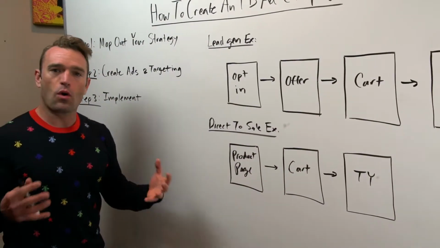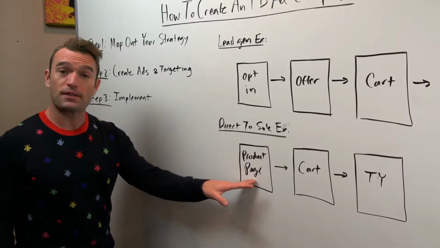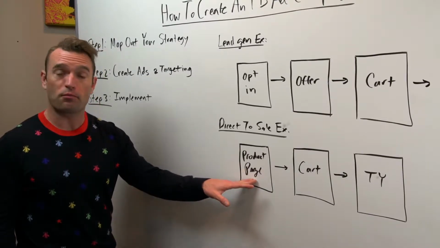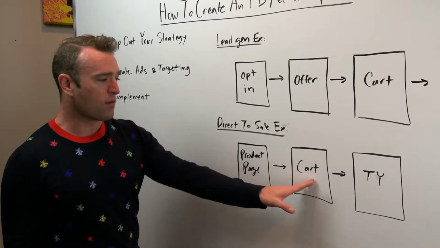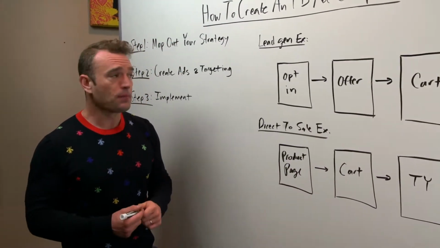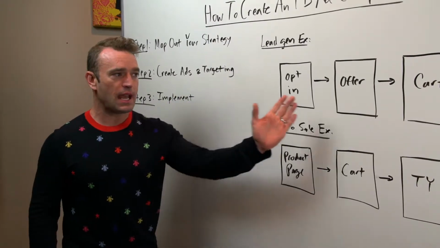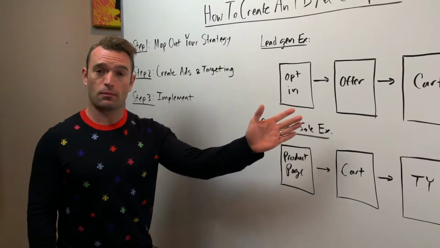Direct to sale is going to be more of your e-com type models. So in this model, typically what happens is you drive the traffic to some type of product page, and then when they click over that, they go to the shopping cart, and then they hit the thank you page when they buy. So when you're developing out your strategy, you want to understand what your particular model looks like.